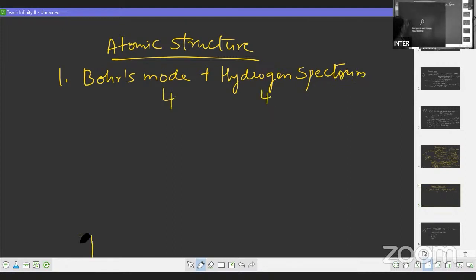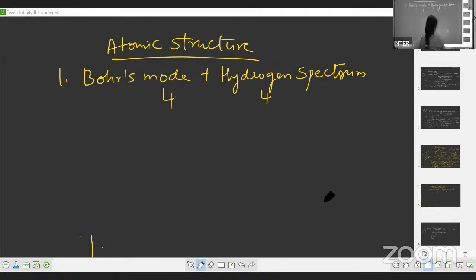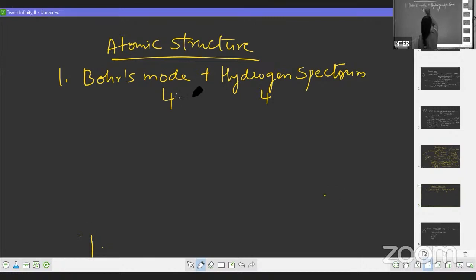So don't think that you are writing only board structure and you are going to get the 8 marks. It's not like that. The marks will be divided according to the board of intermediate. They will divide the marks. So this is for 4 marks and this is for 4 marks. Here you have to write 4 postulates. Then only you will get the 4 marks.